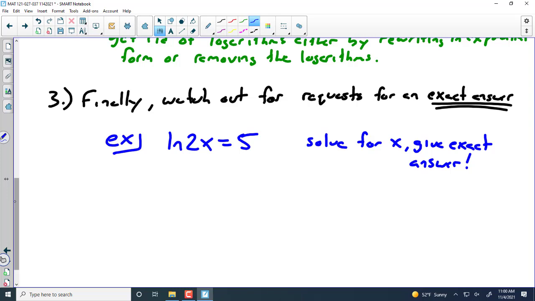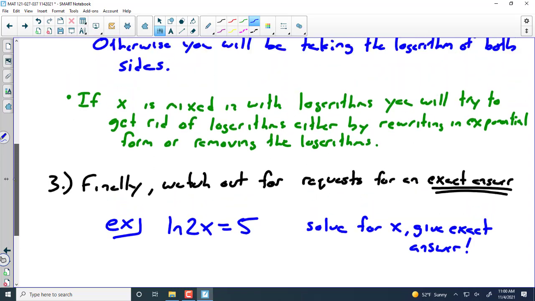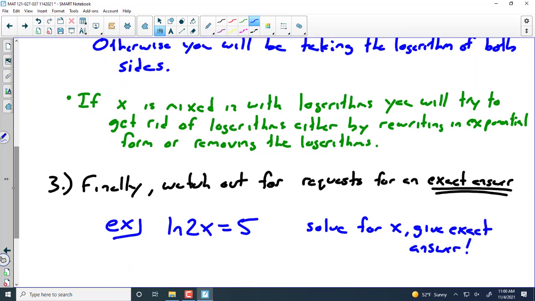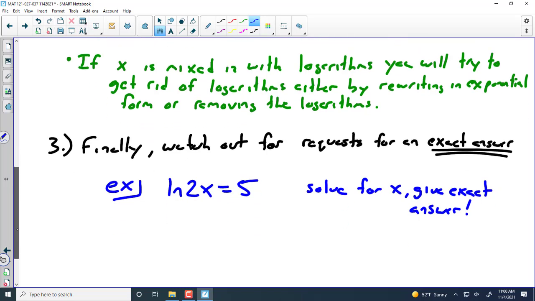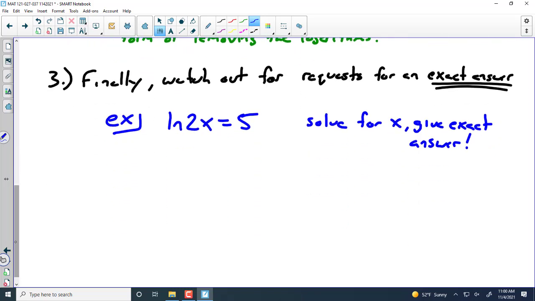Solve for x and give an exact answer in this problem. Class, if x is mixed in with logarithms, you will try to get rid of the logarithm either by rewriting in exponential form or removing the logarithms. We have a logarithm on only one side of the equation. What do we do? Divide by ln 2. Can't divide by ln 2 because this is all getting multiplied. This is a natural log of 2x right here, so we cannot divide. What do we do if we have one logarithm equals one number?